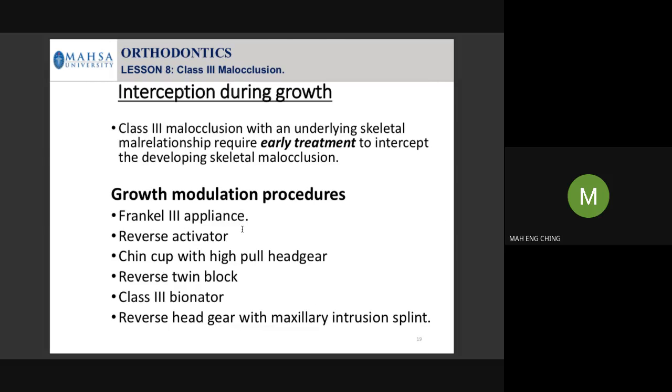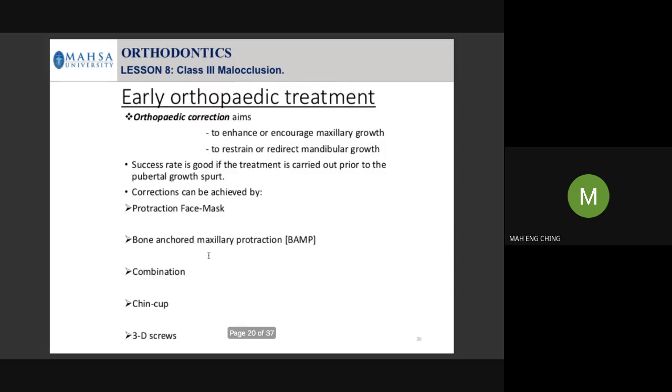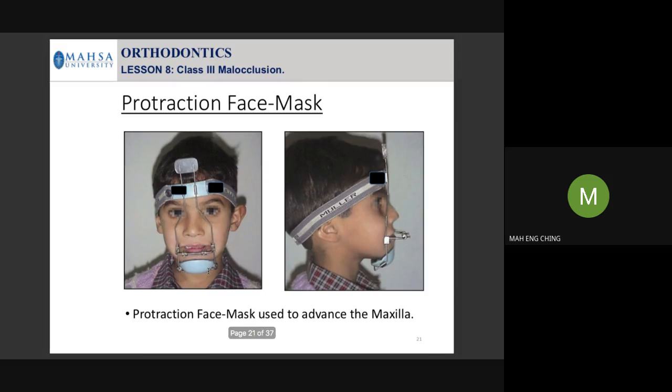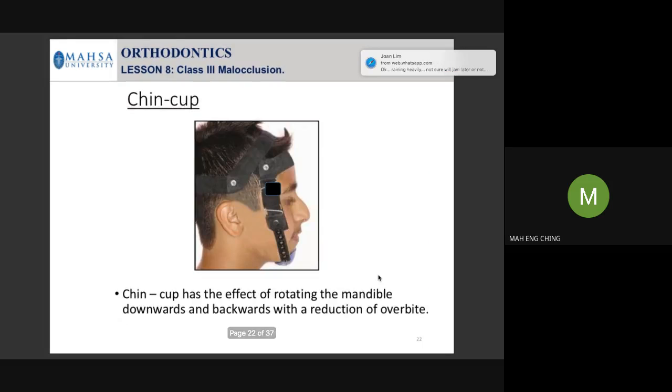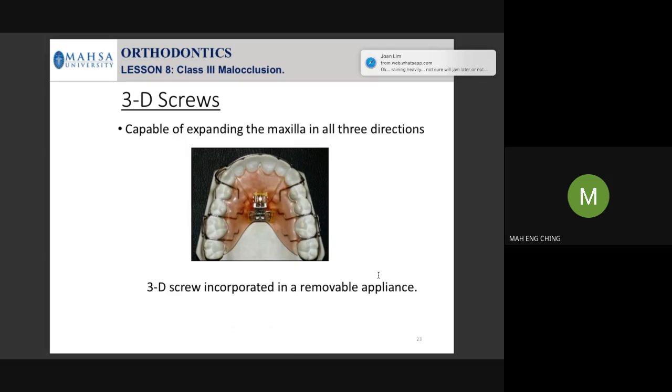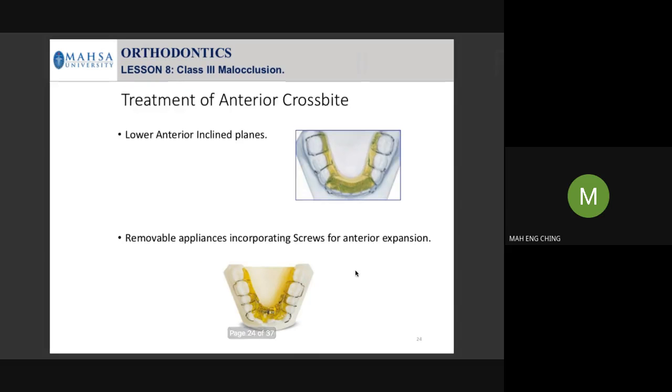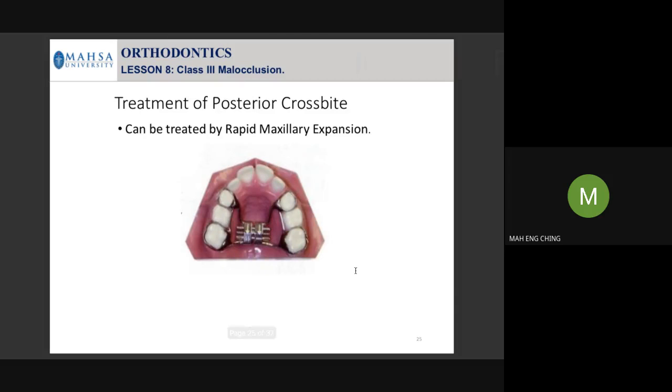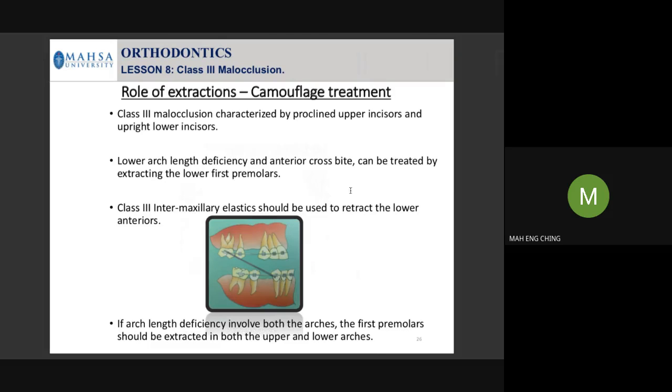Of course, you can intercept. Intercept means you use what we call a face mask, or sometimes a functional appliance, a reverse twin block, to try to reduce the severity of the skeletal pattern to a certain extent. So there are chin cup combinations, screw, this one is a face mask, reverse pull face mask, and chin cup. Okay, screw, biplane, rapid maxillary expansion, or sometimes you can do it with extraction of top and bottom premolars, then using rubber bands to correct it with fixed braces.